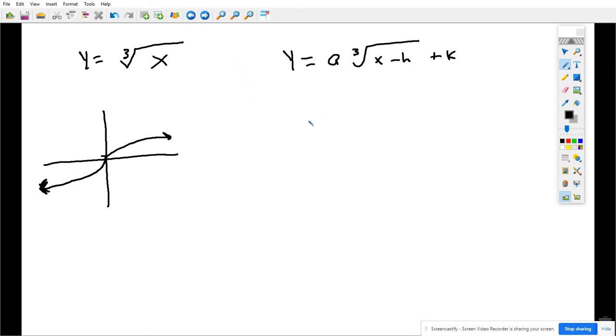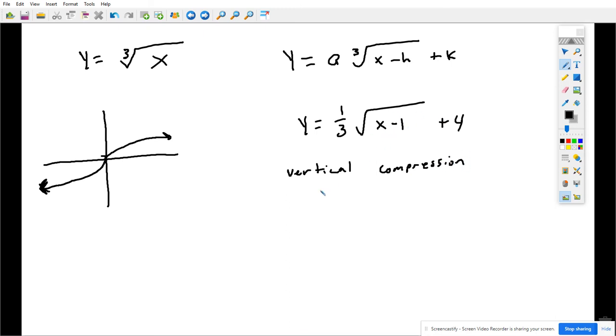Okay, so again, do an example, 1/3 cube root of x minus 1 plus 4 on the outside. What's that going to do? It's going to give it a vertical compression. Okay, the minus 1 is going to make it go to the right 1, and the plus 4 is going to make it go up 4.